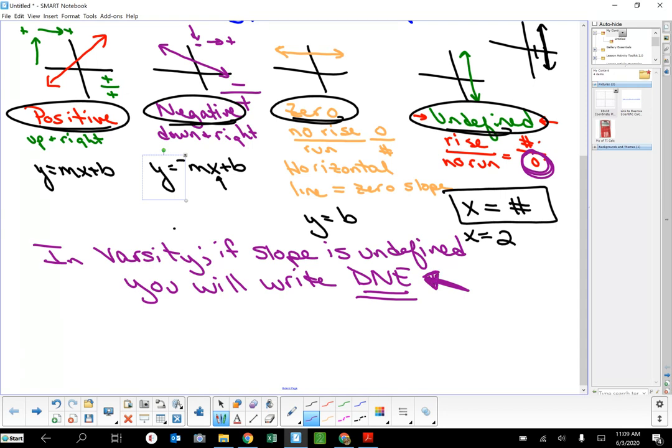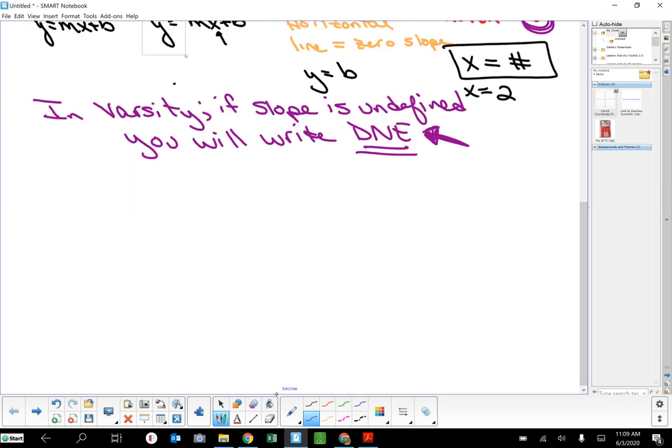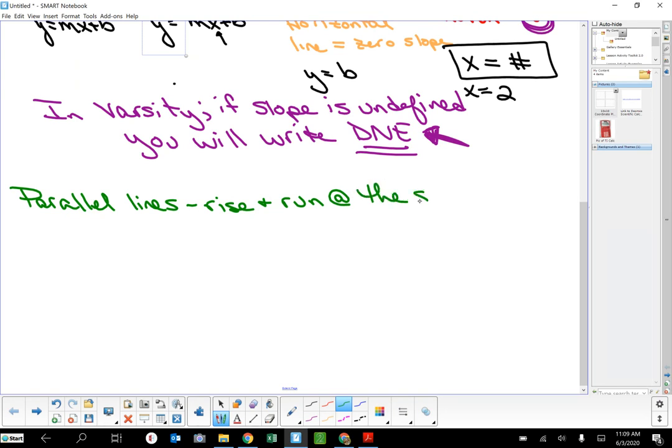All right. Couple more little tidbits of information about slope. Parallel lines. They rise and run at the same rate, right? So they have exactly the same slope.